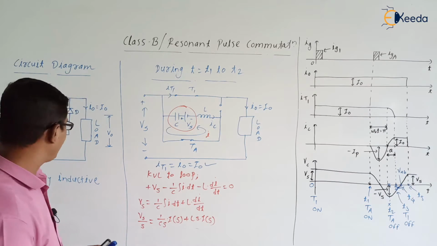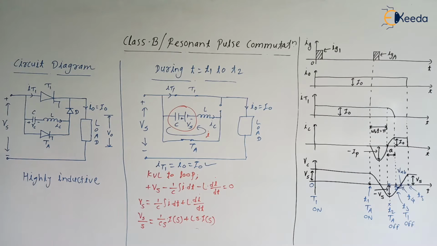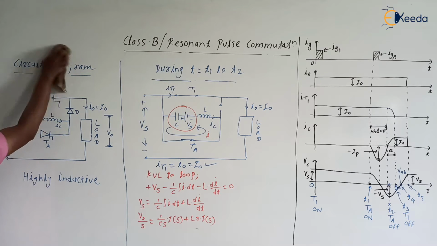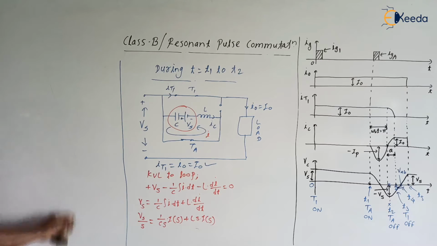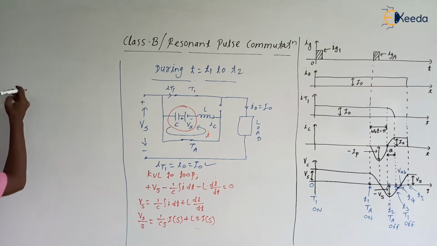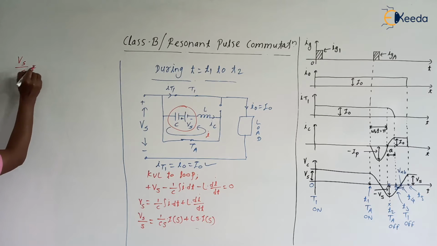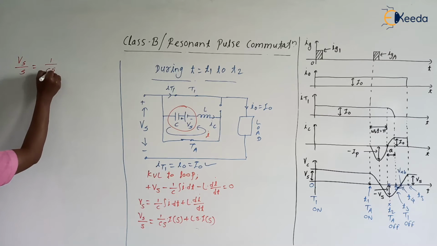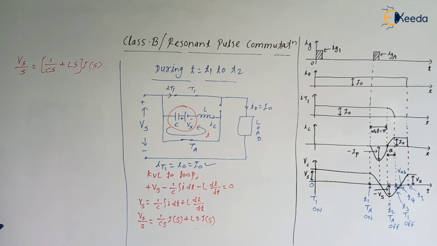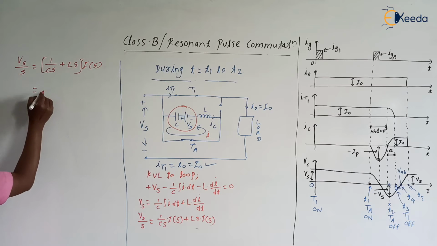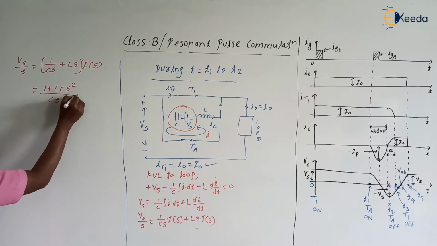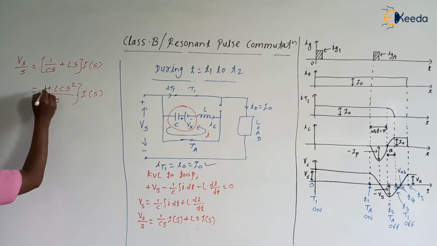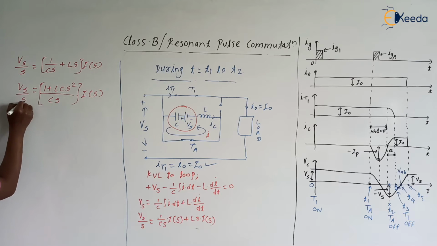Yes, we can take I of s common, right? So we can write Vs by s equals 1 by Cs plus Ls, into I of s. Taking the cross multiplication, this can be written as 1 plus LCs square upon Cs into I of s, which is equal to Vs by s. Is this clear?